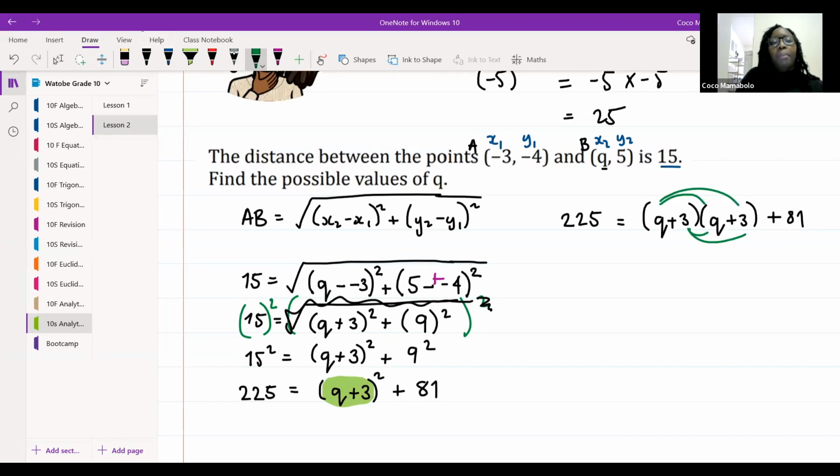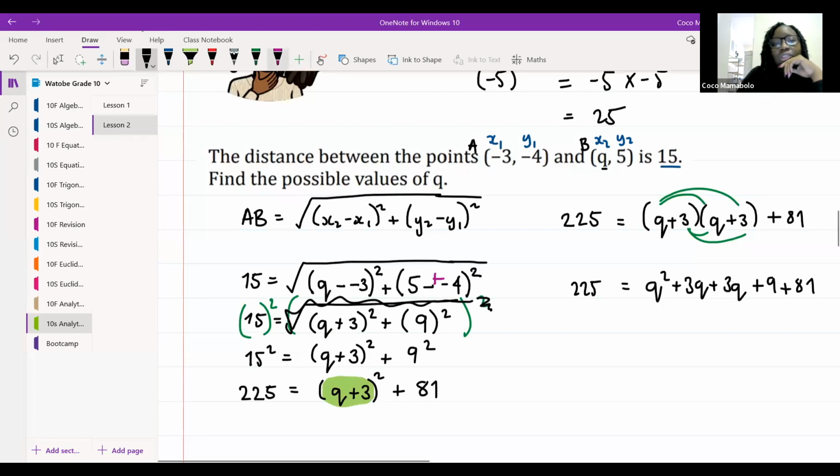So we do the FOIL method and it's going to be q squared plus 3q plus 3q and then plus 9. It's 9. Good. And then plus 81. Don't forget the plus 81.